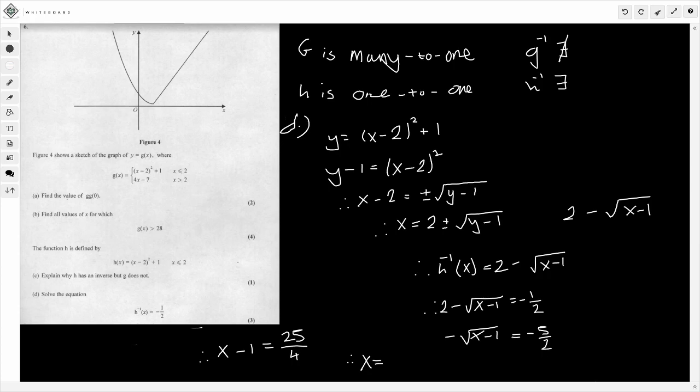x is equal to 29 over 4. And there we have it. We've solved the equation and obtained our x value. It has a couple of tricky parts in it and a few little tricks you've got to be careful for, but overall, hopefully, not too bad of a question.